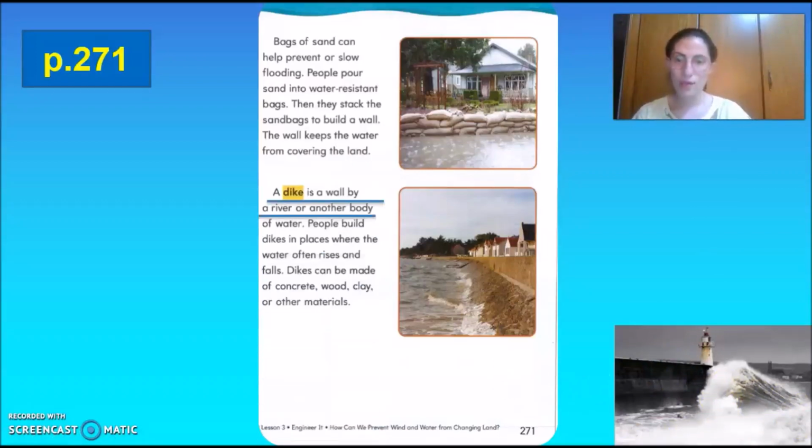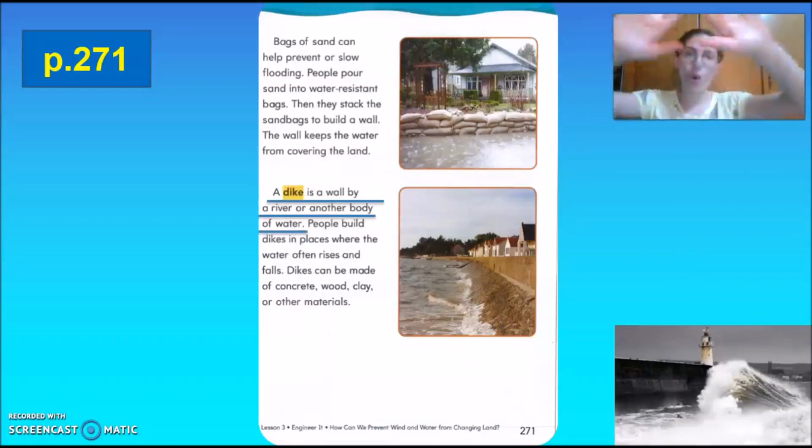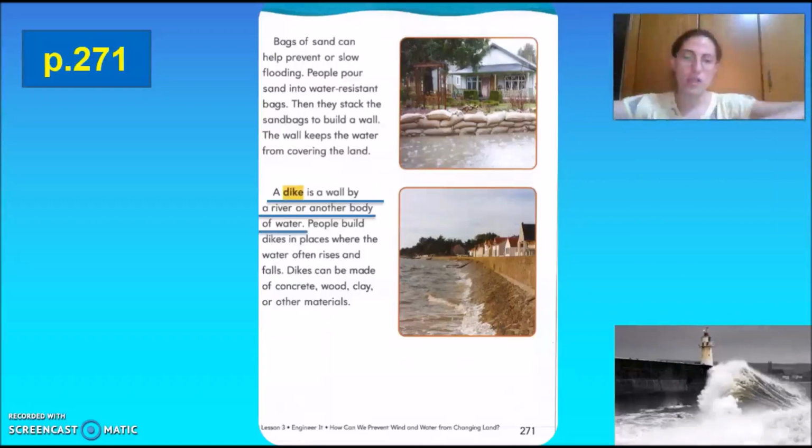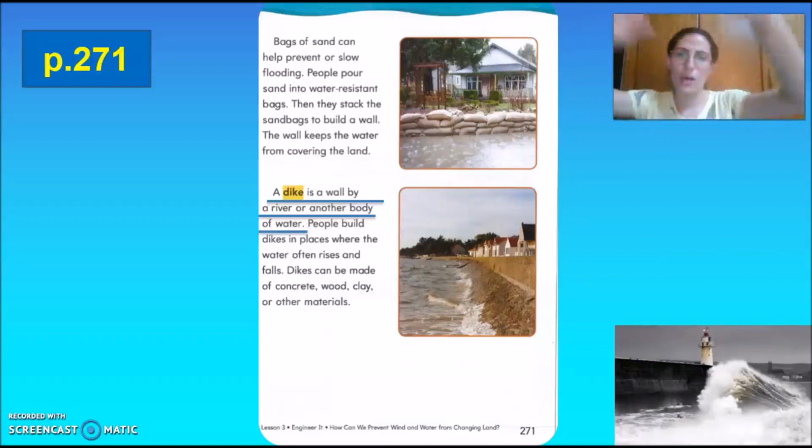We underline what is a dike. A dike is a wall by the river or any other body of water. Again, a dike is a wall by a river or any other body of water.